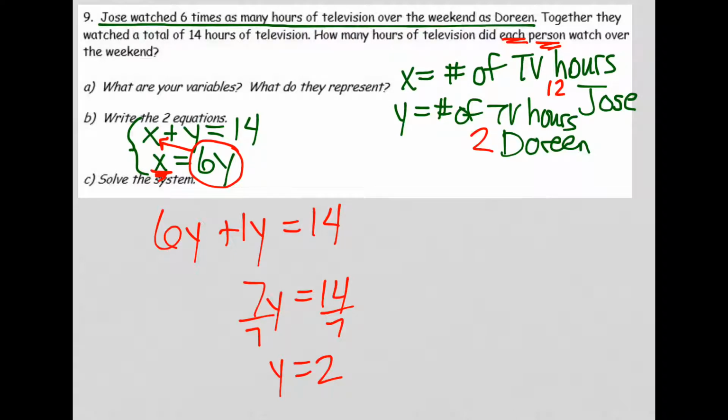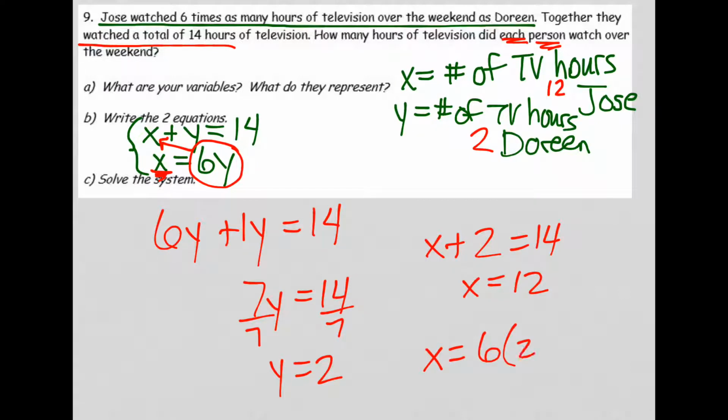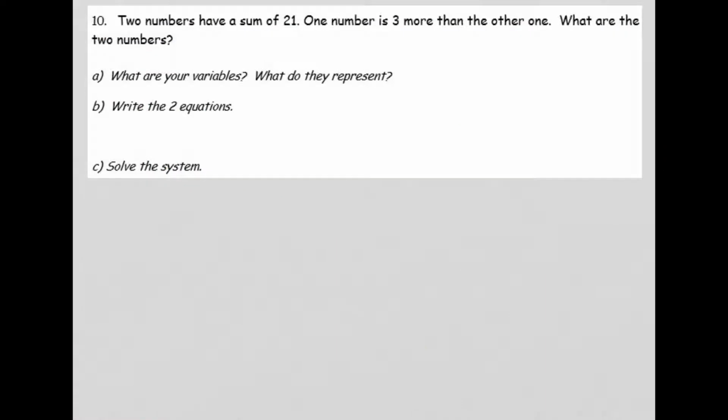Hey, does it make sense? If we add them up, does it equal 14? Right? Because together they watched 14 hours. Yep, 2 plus 12 is 14. All that work that I show there is what I expect you to show. And maybe even a little more, something like X plus 2 equals 14, so X equals 12. That's how we got that. Or you could have put it into the other equation and said that X equals 6 times 2. Hey, it's also 12.